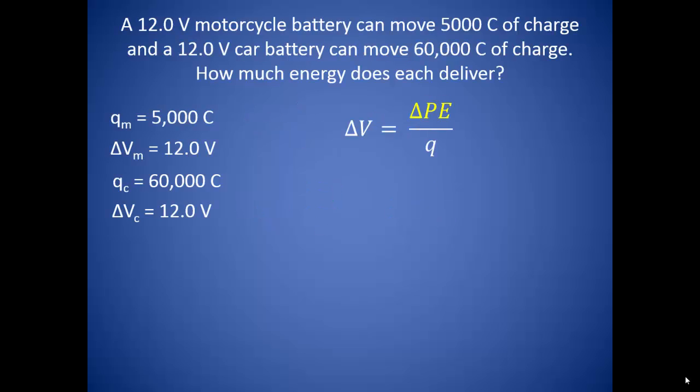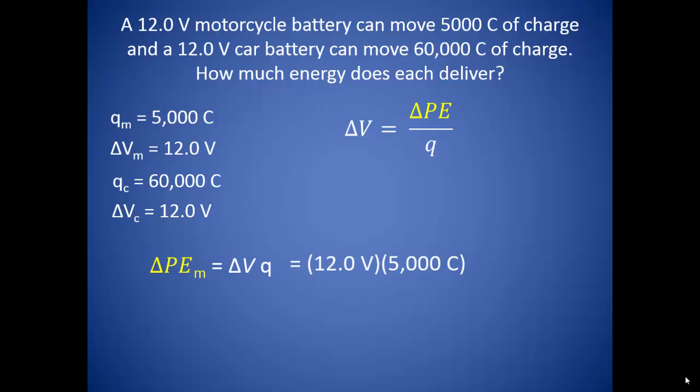Suppose you have a 12-volt motorcycle battery that can move 5,000 coulombs of charge, and a 12-volt car battery that can move 60,000 coulombs of charge. How much energy does each one deliver? Well, a 12-volt battery means that it has a potential difference of 12 volts across its terminals. So when charge moves through the battery, the charge moves through a potential difference of 12 volts. We also know that the change in potential energy of that charge is equal to 12-volt potential difference times the magnitude of the charge.